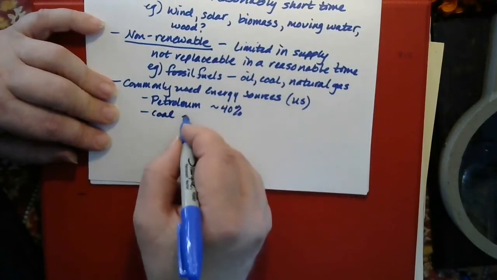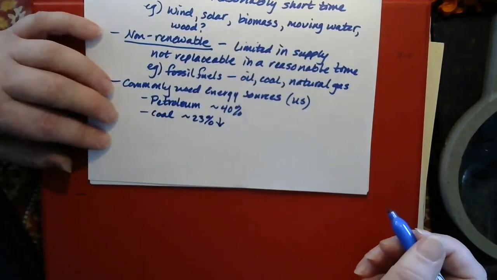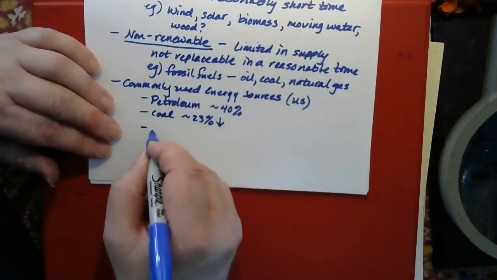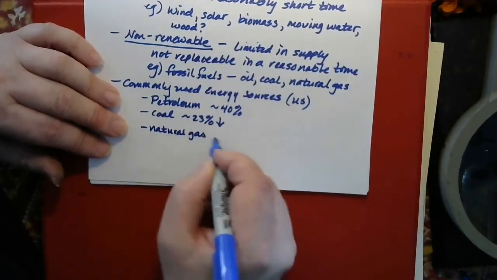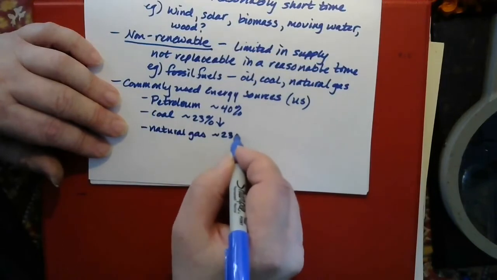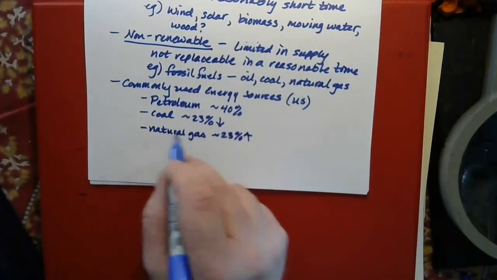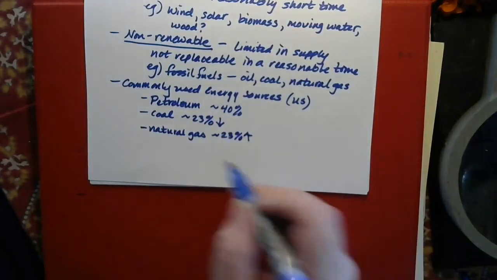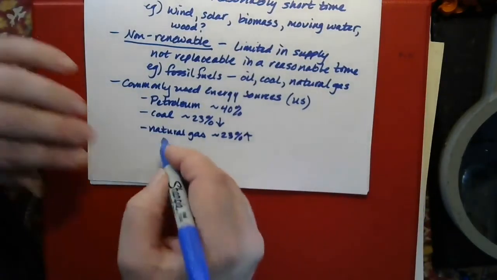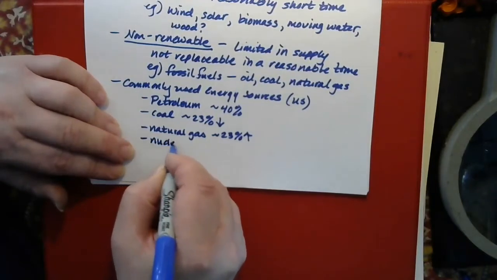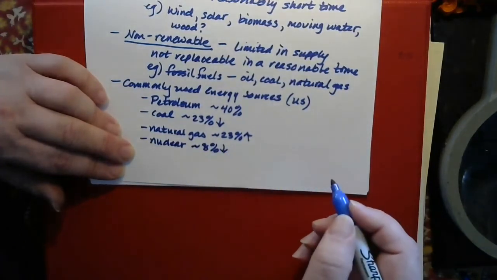Coal is about 23% and headed downward. Natural gas is about 23% and headed upward. And that's pretty much why coal is headed downward. It's not really economical to use coal anymore because natural gas is so cheap nowadays. Nuclear would be about 8%, and that's also headed downward.